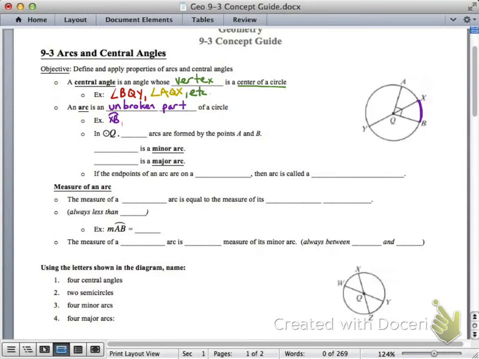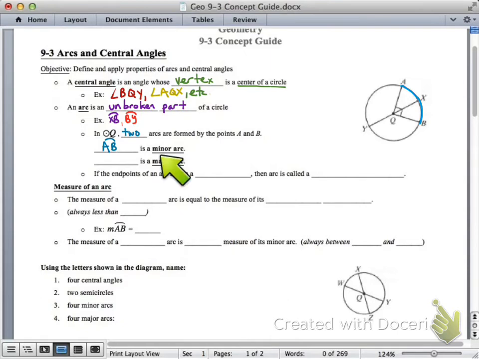Another one would be arc BY. You could also name it arc YB. And notice the symbol that we're using here to identify arc XB as opposed to segment XB. There are multiple arcs in any circle. In fact, there's an infinite number.